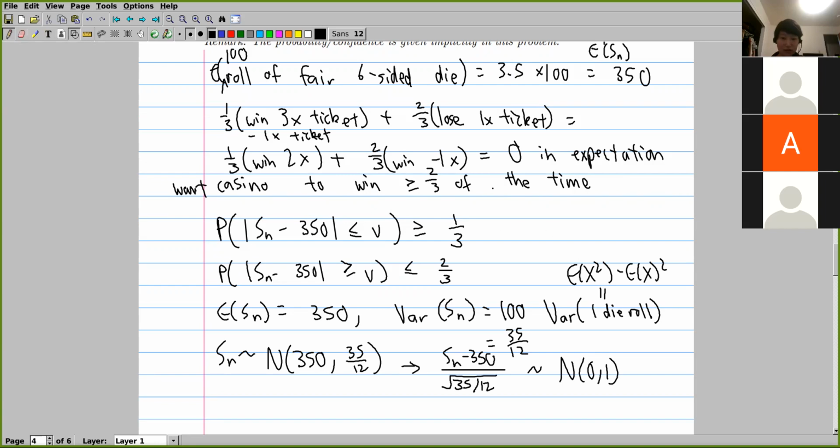Isn't Sn 100 times one dice roll? Isn't there 100 dice rolls? So Sn is the sum of 100 dice rolls, so that'll be the variance of X1 plus blah blah blah plus X100, right? But this is not the same thing as saying 100 times X1. If all the dice rolls have the same mean and are equally distributed, then it's 100 times the variance. It's not 100 squared times the variance.